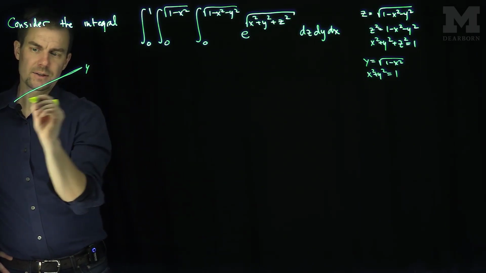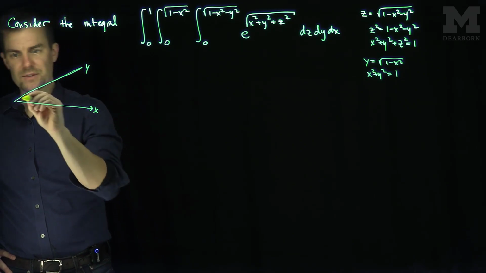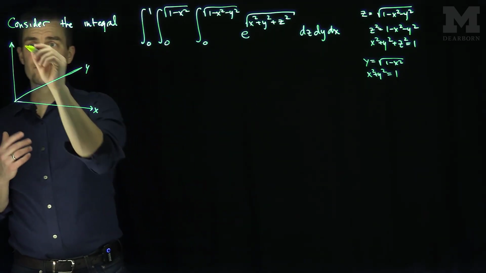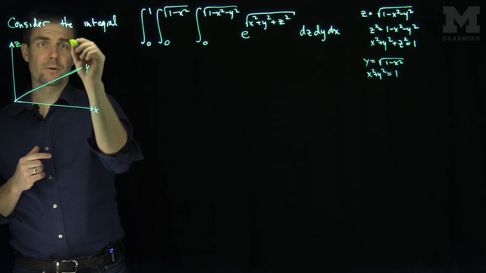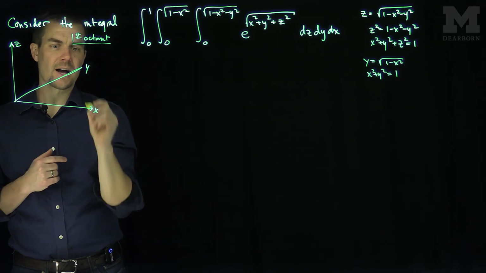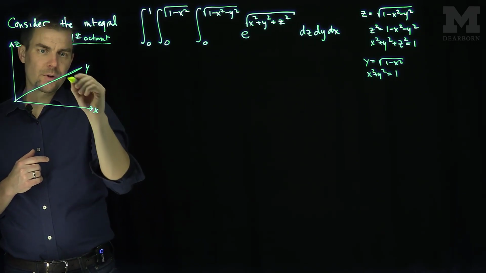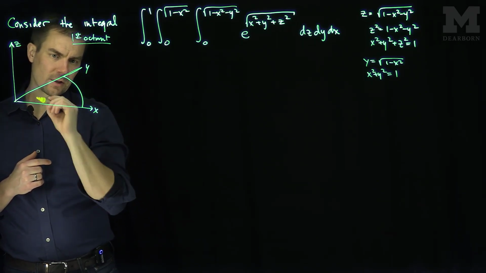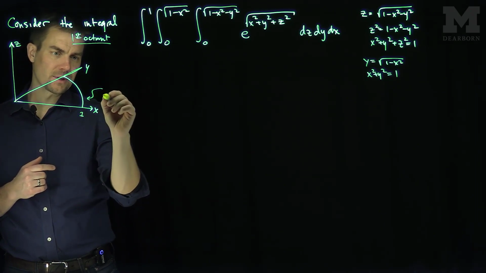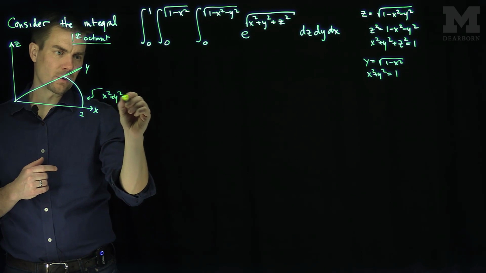We have the y-axis, we have the x-axis, and we have the z-axis. Every variable x, y, and z is non-negative, so we're in the first octant. Everything happens in the first octant. X goes between 0 and 1, and y goes between 0 and the unit circle. So there's x equals 1, and this is the unit circle, x squared plus y squared equals 1.